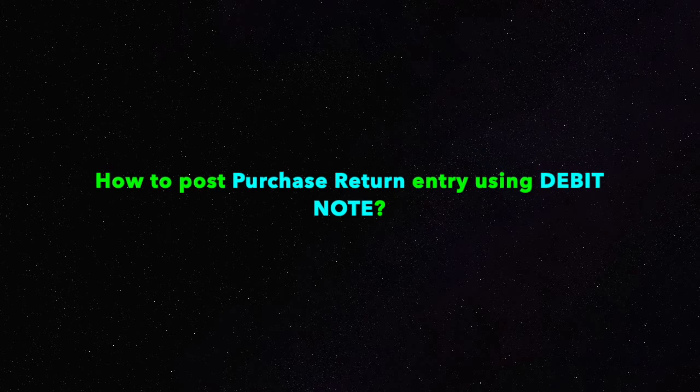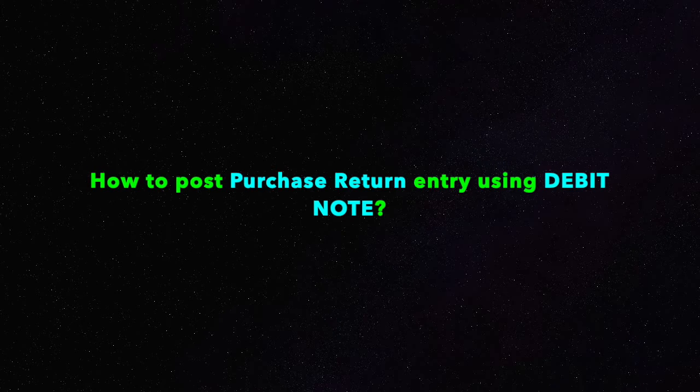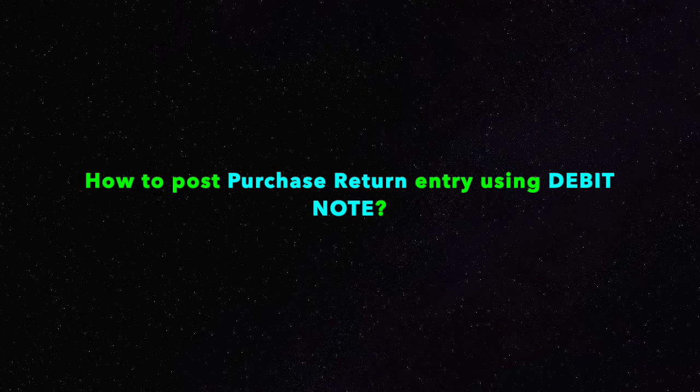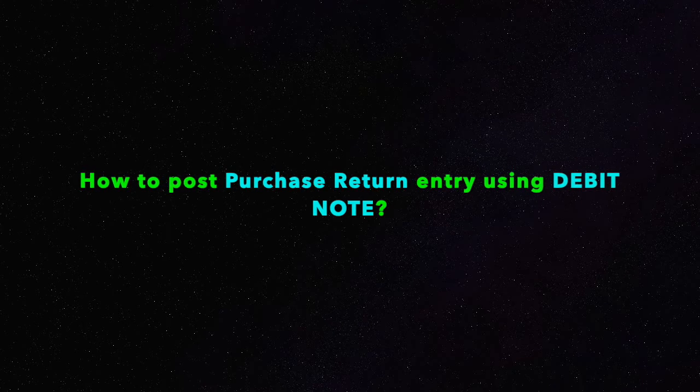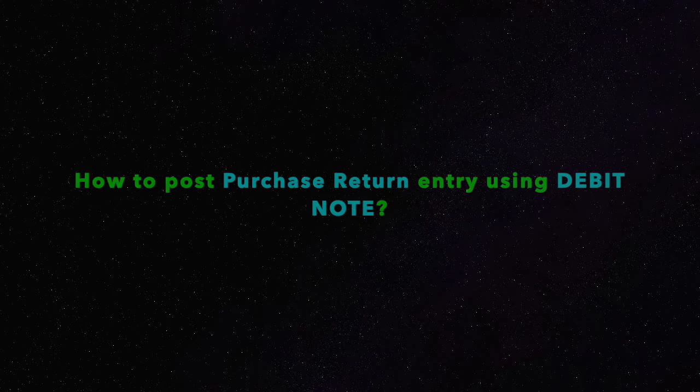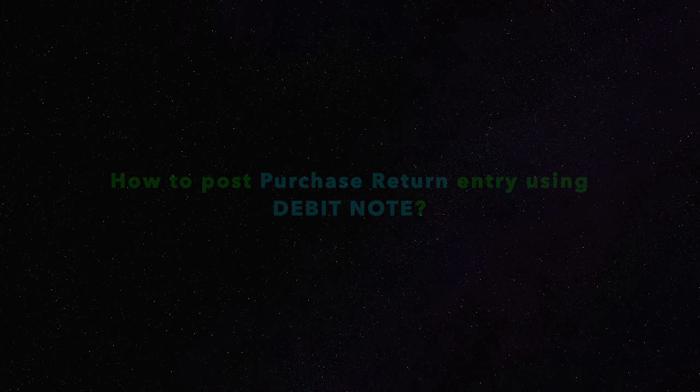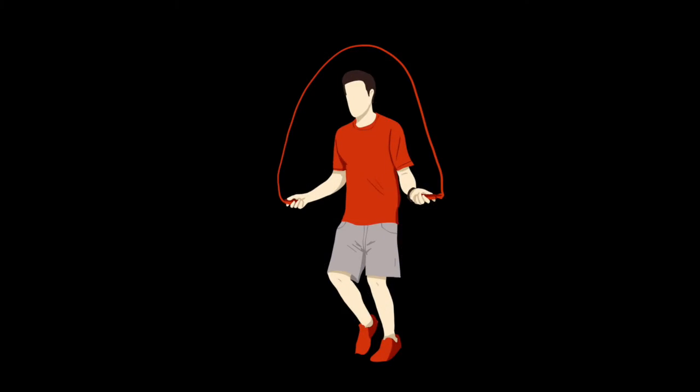When we purchase products, we make entry in Tally using purchase voucher. Similarly, when we return products due to various reasons, such as damage, wrong item received, etc., we make return entry as well. Those purchase return entries are made with Debit Note. Before you make an entry, make sure you have the original reference number of the purchase.